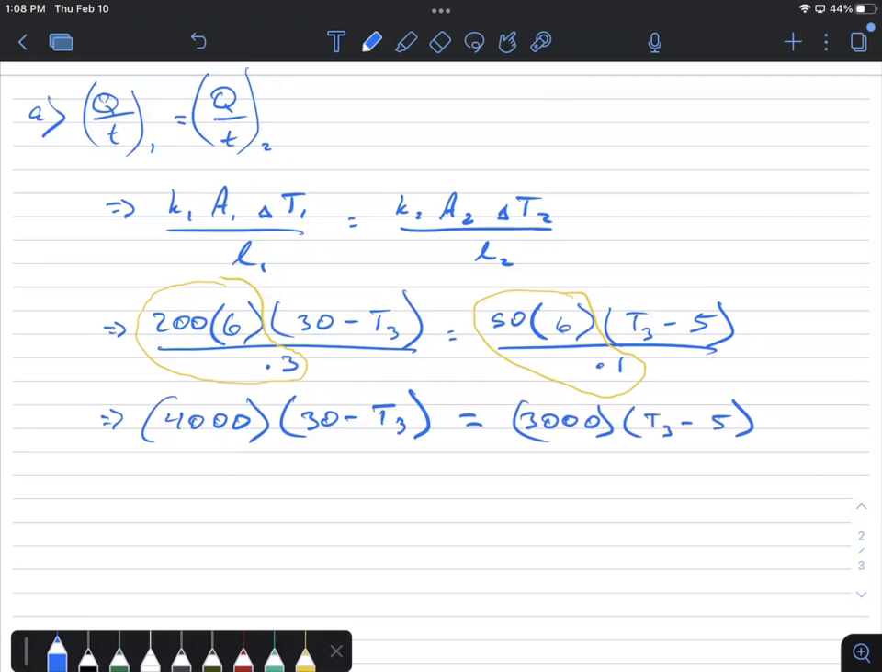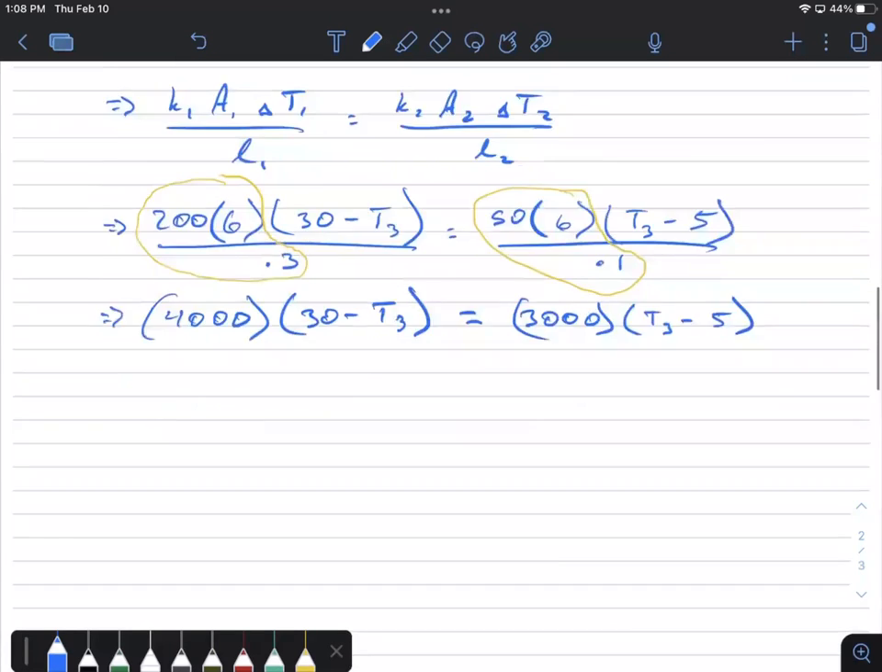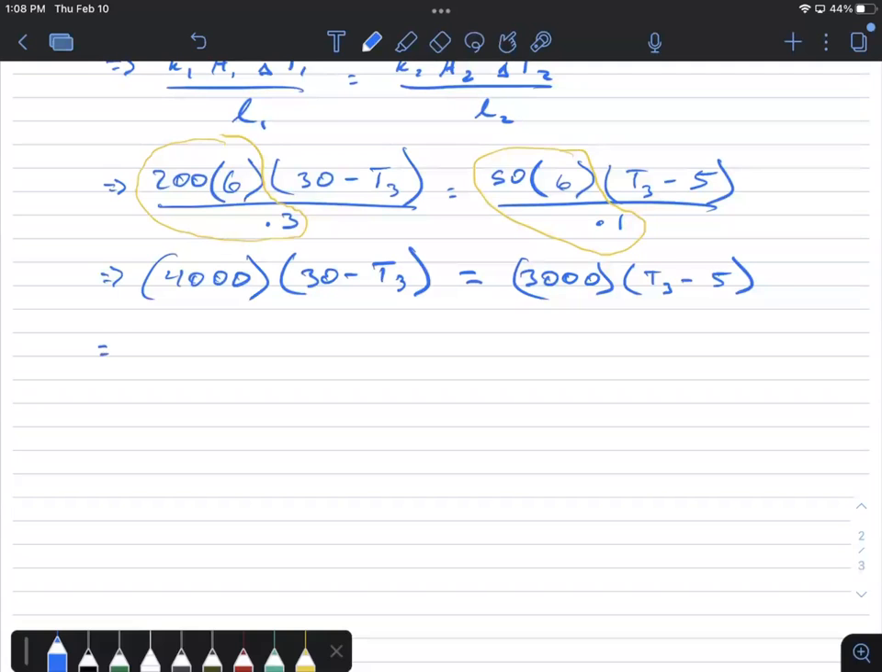All righty. Now we're almost done. It's fairly easy what to do now. We want to distribute through. So I have 4,000 times 30. So that's 12,000, minus 4,000 times T3. So there's the left side. The right side, 3,000 times T3, minus 3,000 times 5, 15,000.